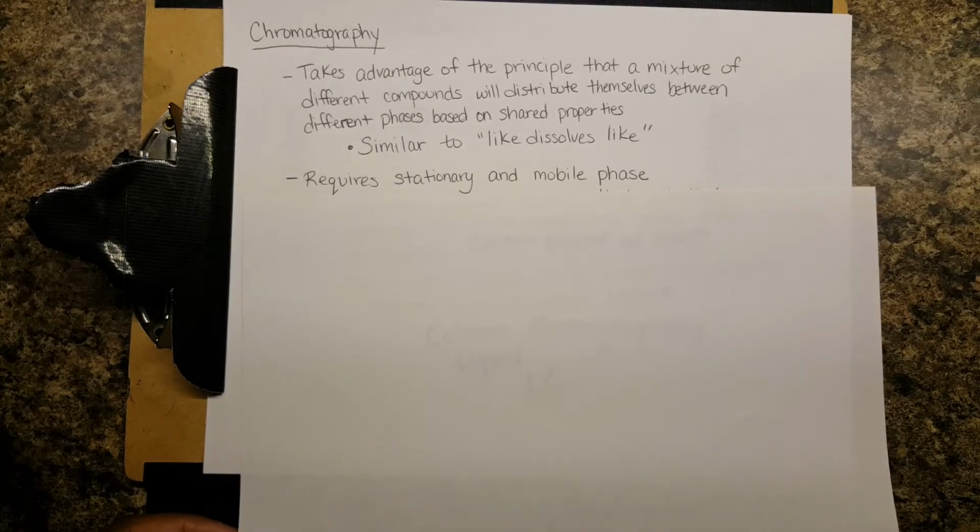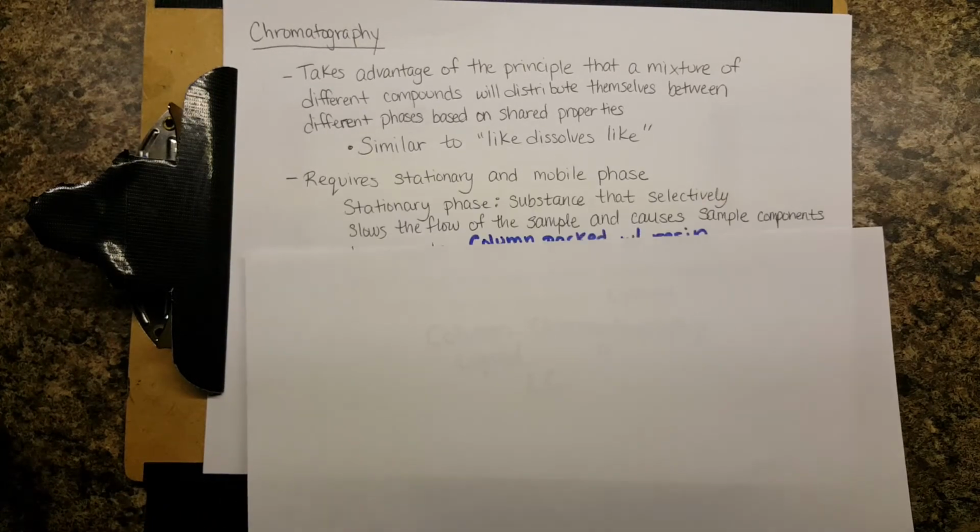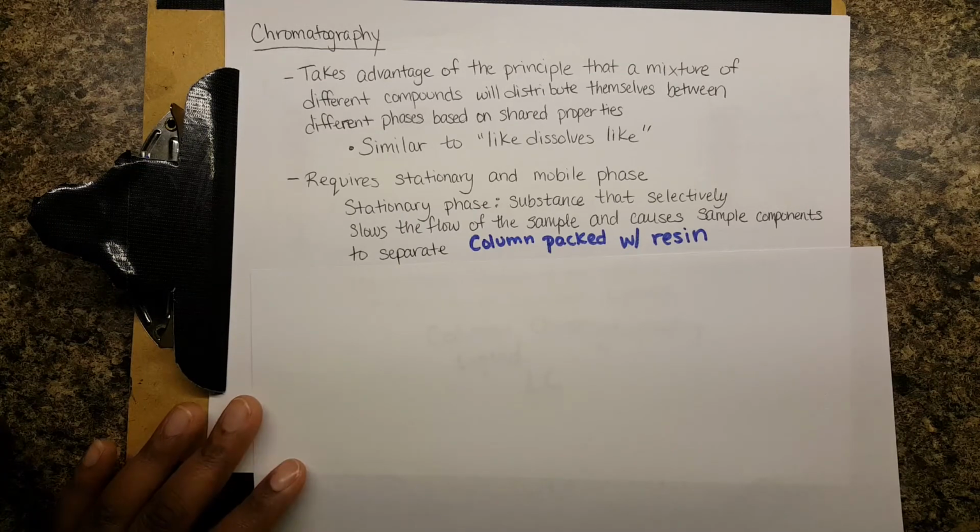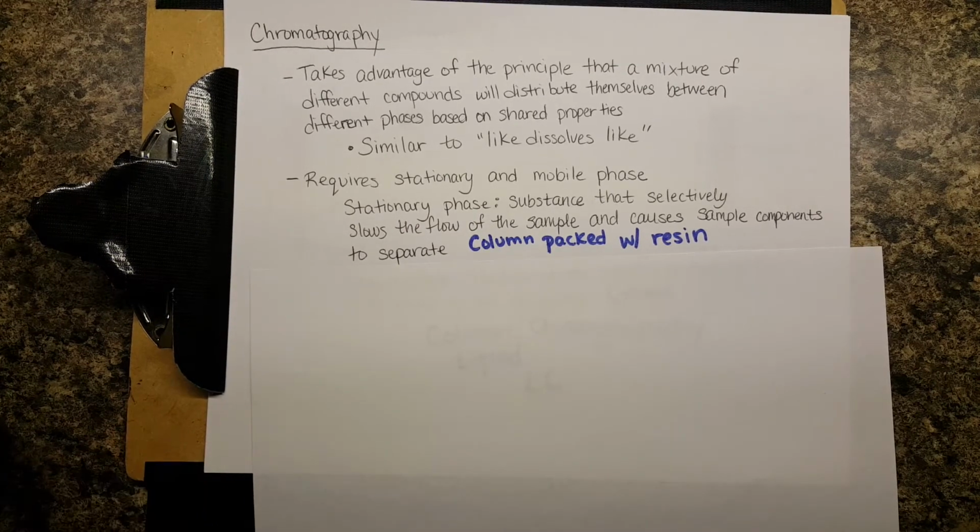I've used the word stationary phase. There's also a mobile phase. So let's talk about those two words. The stationary phase is the substance that selectively slows the flow of your sample and causes the components of the sample to separate. So in our case, we're going to be talking about column chromatography, and the stationary phase is going to be a column that's packed with some kind of resin. And that resin has some kind of ligands or something special about it that will hopefully retain your protein of interest and allow you to wash away all of the contaminants you don't want to keep.